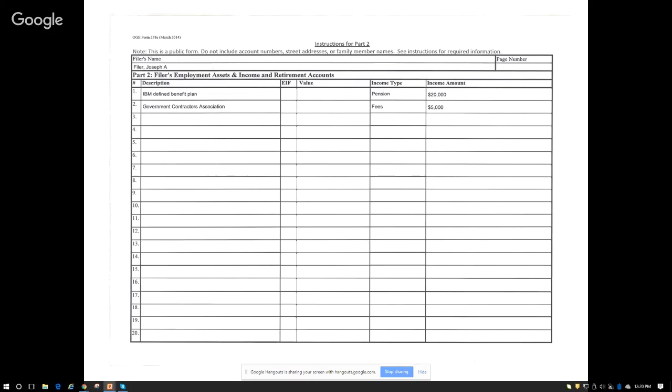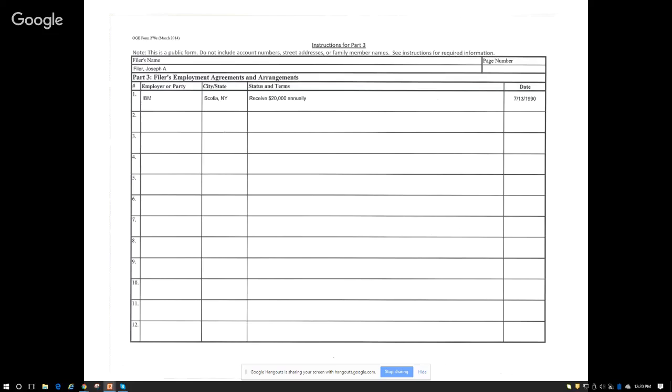Okay, let's go on to part 3. This is the filer's employment agreements and arrangements. It may seem redundant since the filer has reported his pension previously on this report, but he still has an ongoing relationship with the prior employer, in this case, IBM. So the entry still needs to be made here.